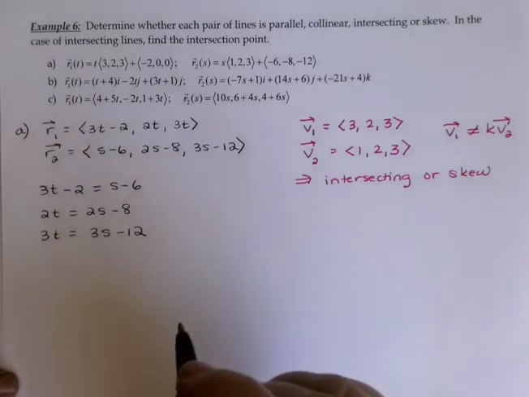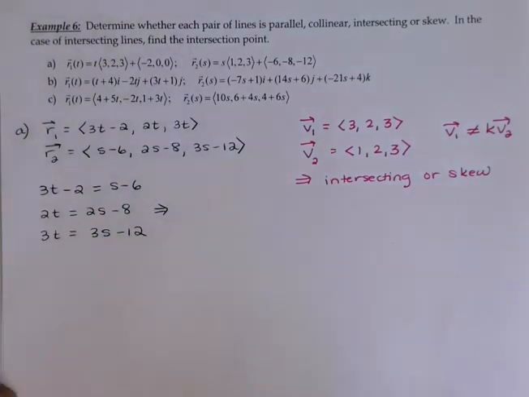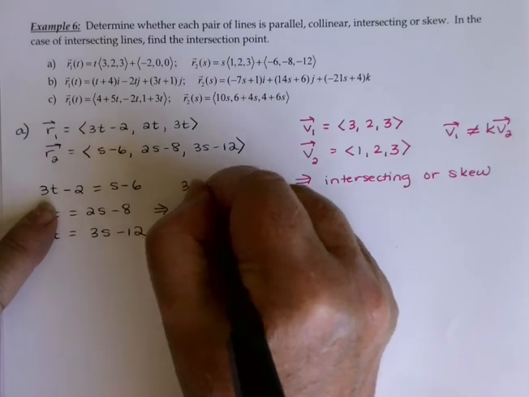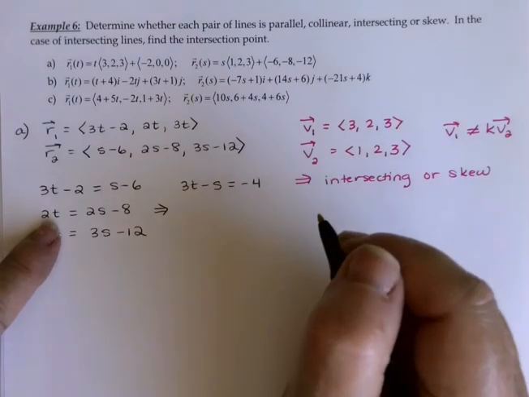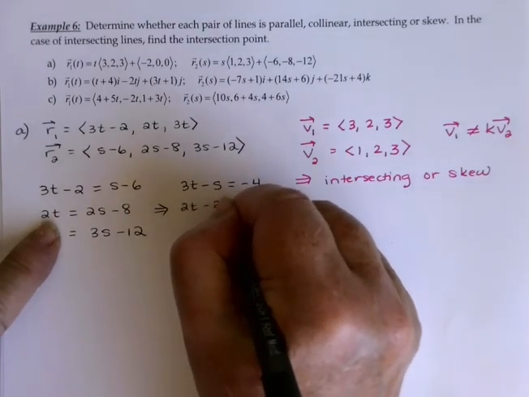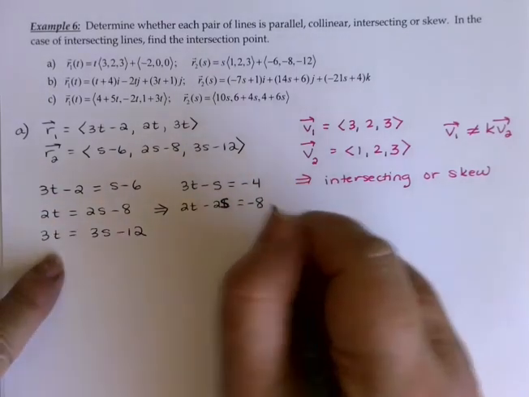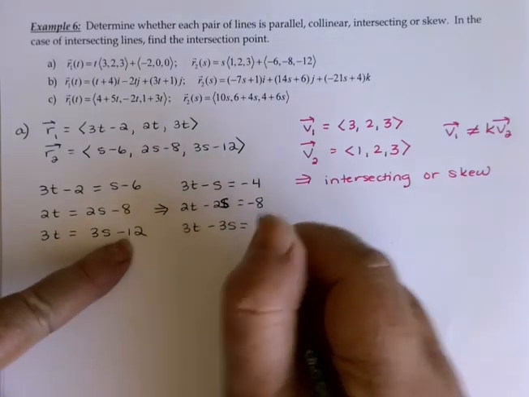I'm going to go ahead and just change these into standard form. I'm going to put my s's and t's on the left and the constants on the right. So I would have 3t minus s equals negative 4. 2t minus 2s equals negative 8. And 3t minus 3s equals negative 12.